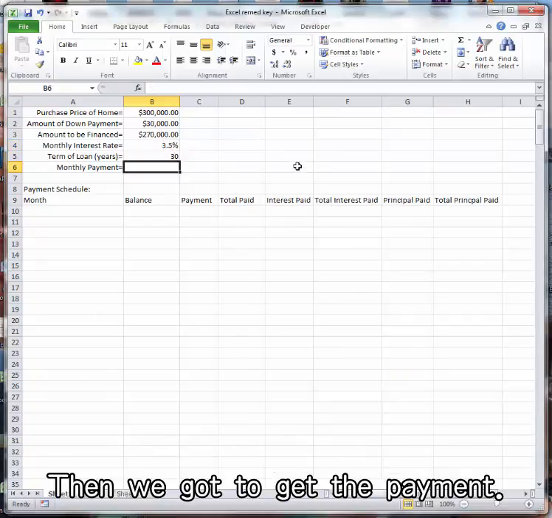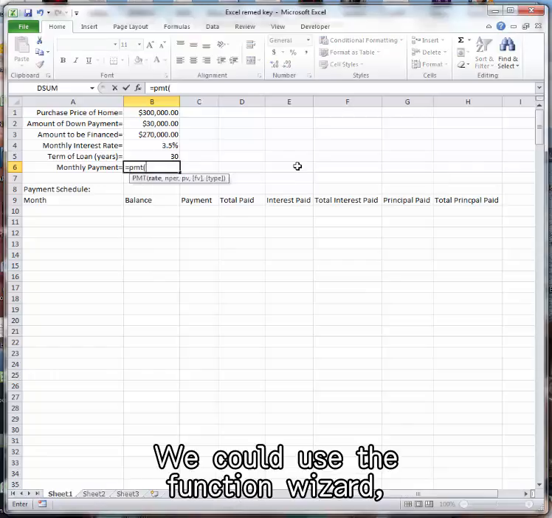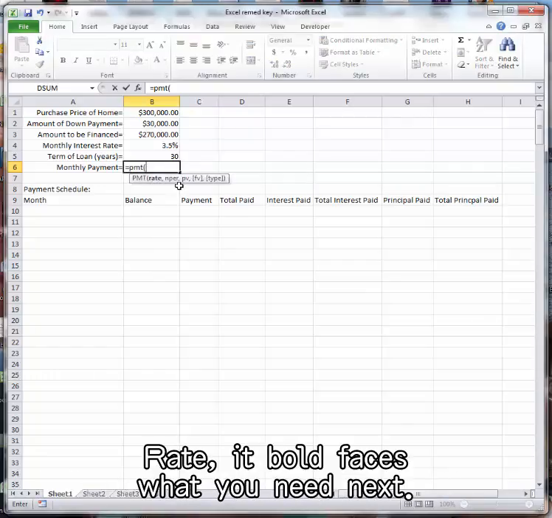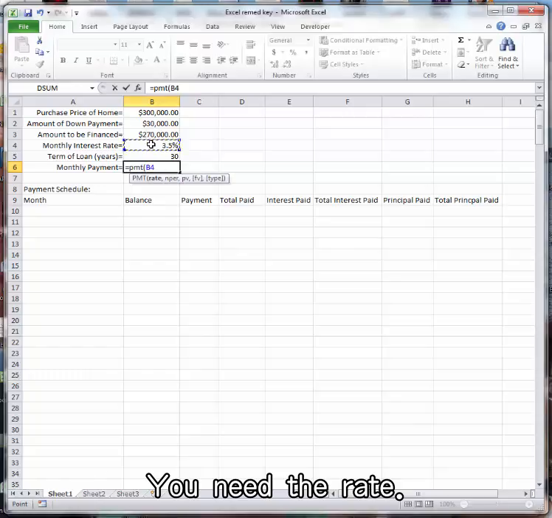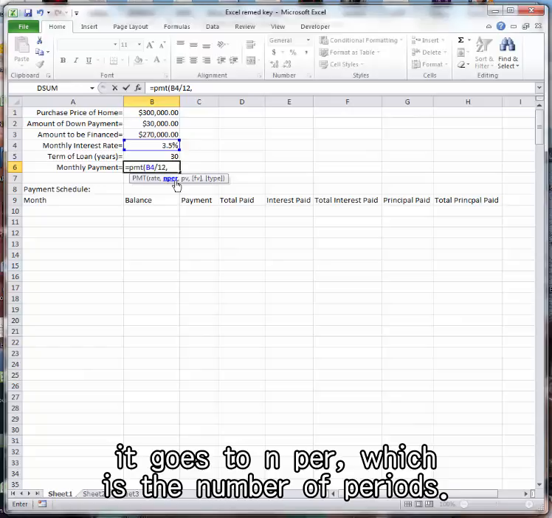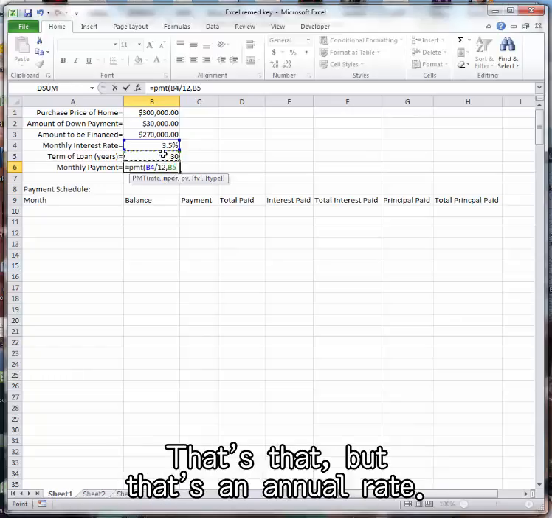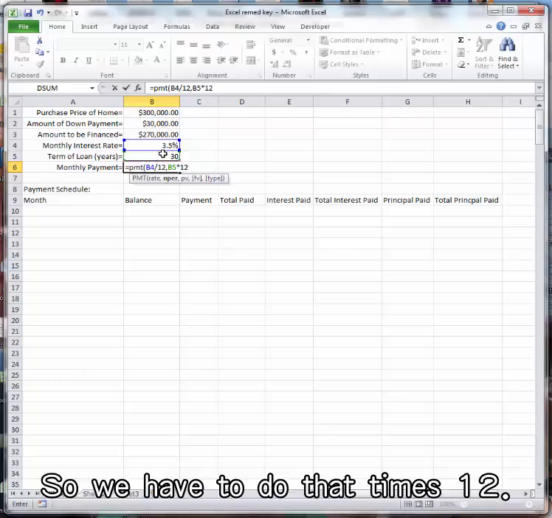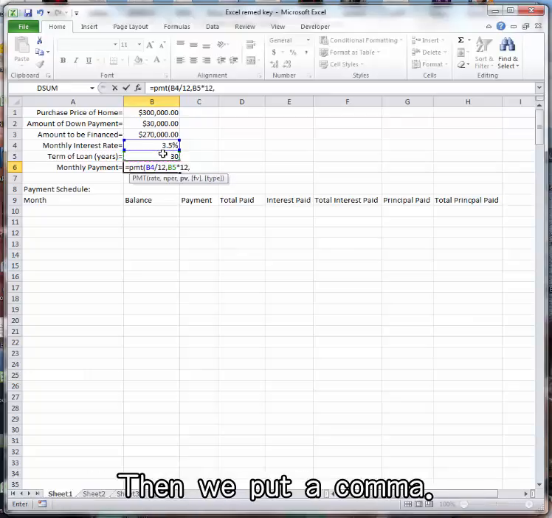Then we got to get the payment. This is the equals PMT function. We could use the function wizard, or I just type equals PMT. Rate, it boldfaces what you need next. You need the rate. 3.5, that's an annual rate, so we divide by 12, put a comma, then it goes to N per, which is the number of periods. That's 30 years, so we have to do that times 12. We want a monthly payment. Then we put a comma.